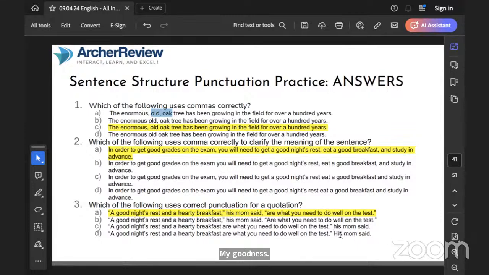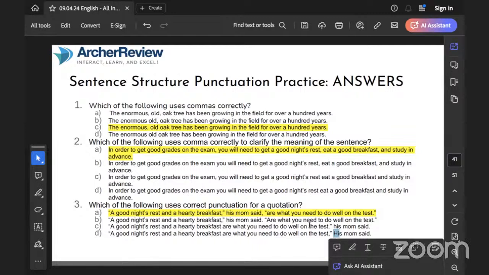So after the comma, you do not capitalize down there. No. If it's a period, then you capitalize. If it's a comma, no capital. It's lowercase.